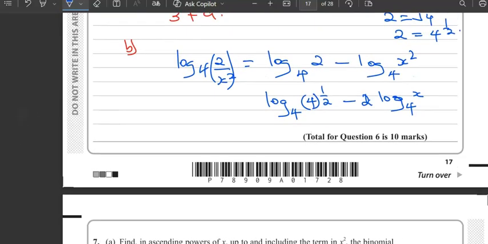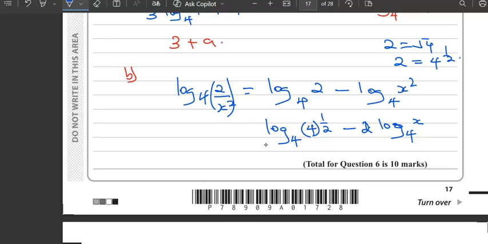Simplifying this further, we'll have a half log of 4 to base 4, of course, minus 2 multiplied by a, and in this case your solution becomes a half minus 2a as the most simplified form. So this one becomes your solution, a half minus 2a, as the solution to part B.